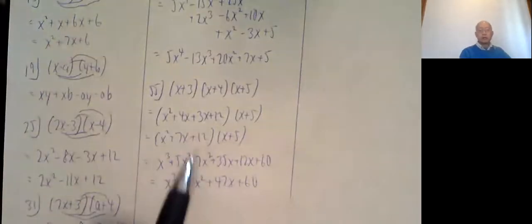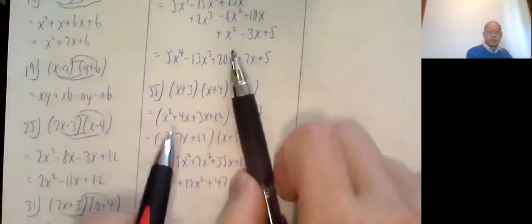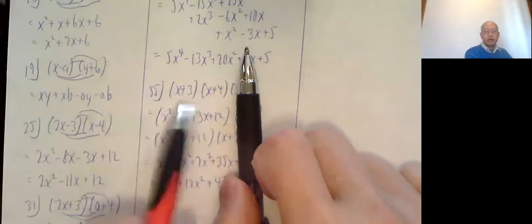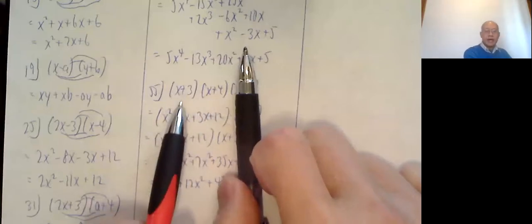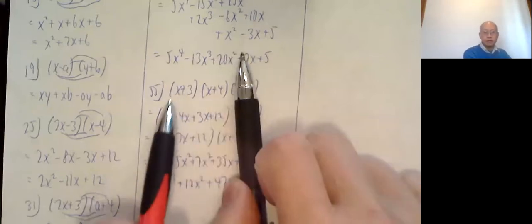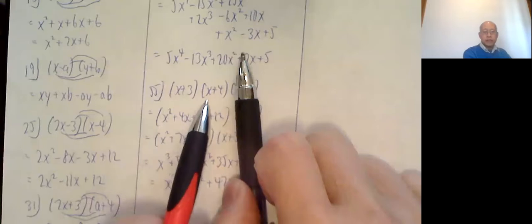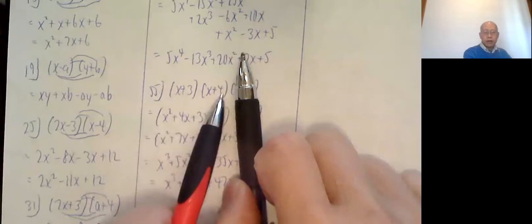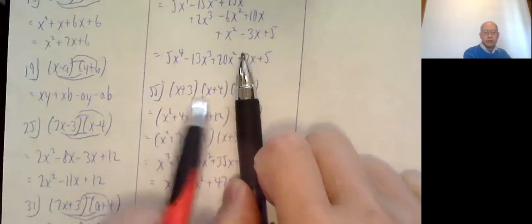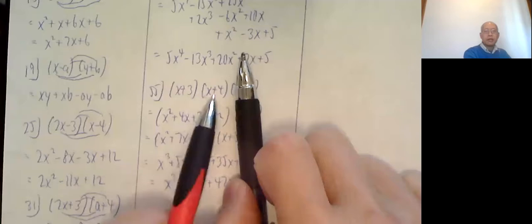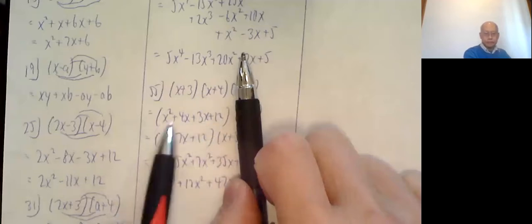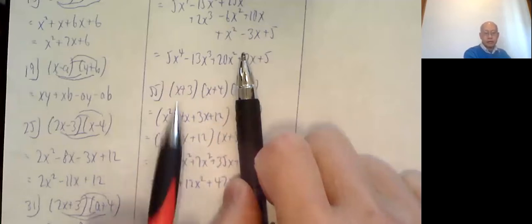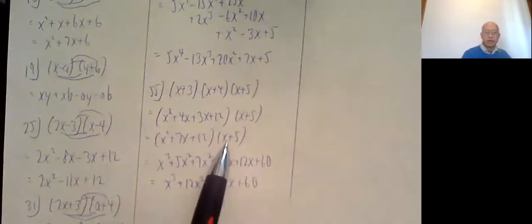Problem 55. x plus 3, x plus 4, x plus 5. Okay, so I'm going to ignore the last part, x plus 5. Just FOIL this out first. Get that answer and then multiply by x plus 5. So FOIL, x squared, outer plus 4x, inner plus 3x, last plus 12. Notice again, outer and inner combined, x squared plus 7x plus 12. Okay, so I'm finished with this. Now I multiply by x plus 5.